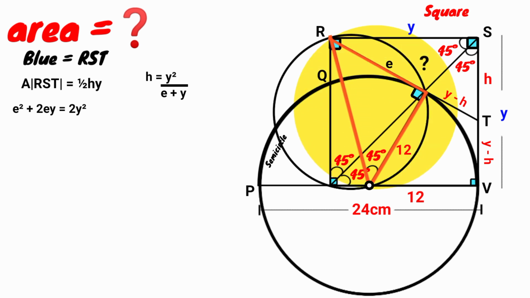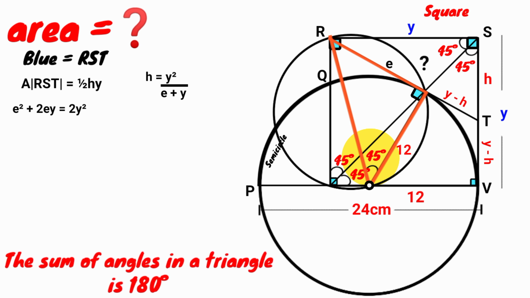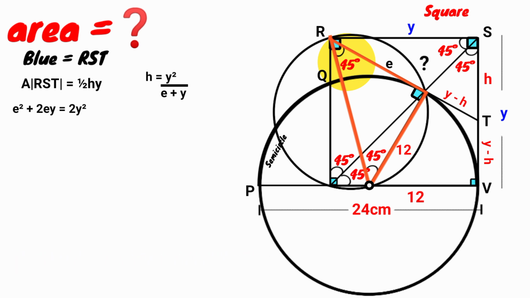Now look at this triangle. It is a right angle triangle, and this angle is 45 degrees. Based on the rule that the summation of angles in a triangle is 180 degrees, this must be 180 minus 90 degrees minus 45 degrees, which is 45 degrees. That makes the triangle an isosceles right angle triangle. Perpendicular sides of an isosceles right angle triangle are congruent. That is, this side and this are congruent. So since this is 12 and this is E, that means E equal to 12.